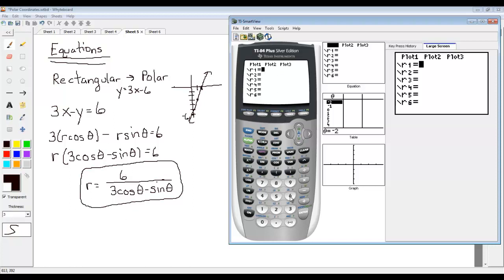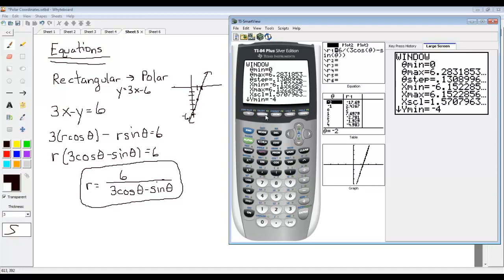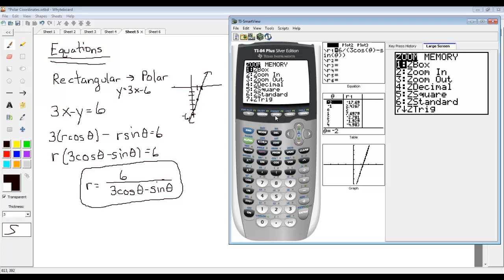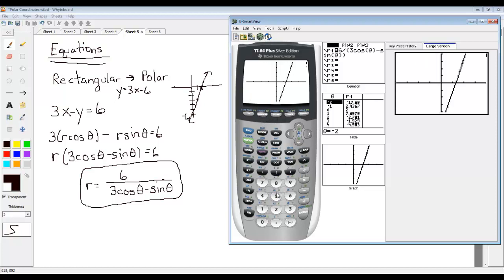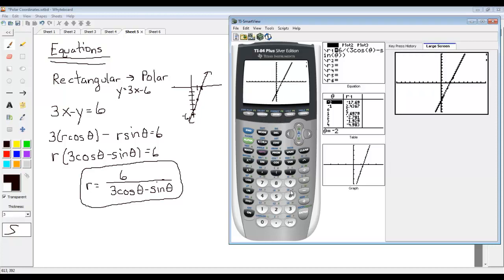Well, r1 equals 6 divided by, I'm going to put in parentheses, 3 cosine. And when you hit the x-t-theta-n button, it's going to put theta there because you're in polar form. Minus sine theta. And then let's hit graph. I'm going to zoom. I'm going to do number 5, z square. No, that's probably not enough. How about z standard, number 6? That'll take you negative 10 to 10.